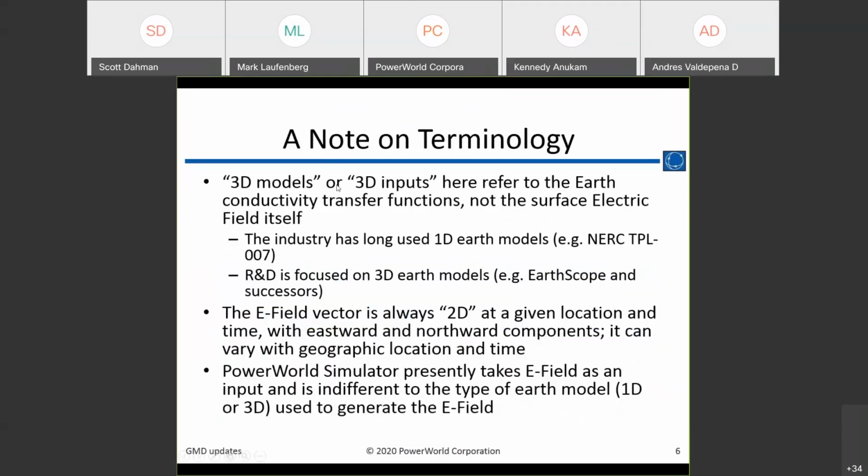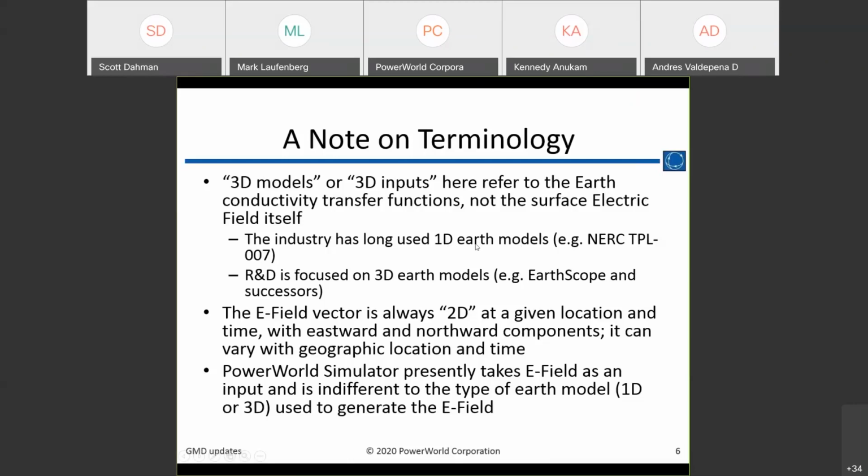So just a note on terminology, too. We talk about 3D models or 3D inputs, 3D Earth models, and actually the binary file format extension B3D has the 3D in it. Just to clarify, that refers to the Earth conductivity transfer functions. It's a 3D Earth model as opposed to a 1D Earth model that just looks at layers of Earth conductivity as you go from a point straight down towards the center of the Earth.